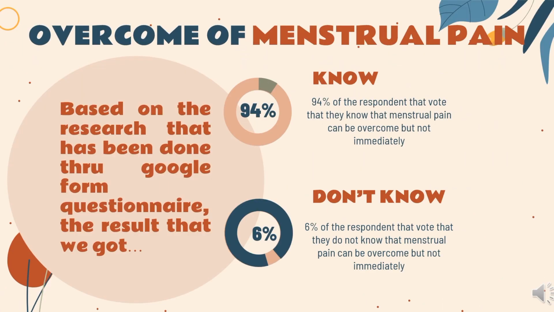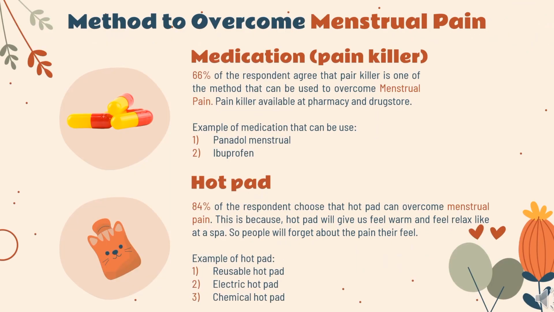Based on the research that has been done, there are 6% of all the respondents that still do not know that menstrual pain can be overcome. For medications, painkillers can be obtained from pharmacies and also drugstores. Examples of medication that can be used are Panadol for menstrual pain and also ibuprofen. Next, a hot pad can also be used as a method to overcome menstrual pain, which will make us feel warm and relaxed. So, people will feel much calmer.